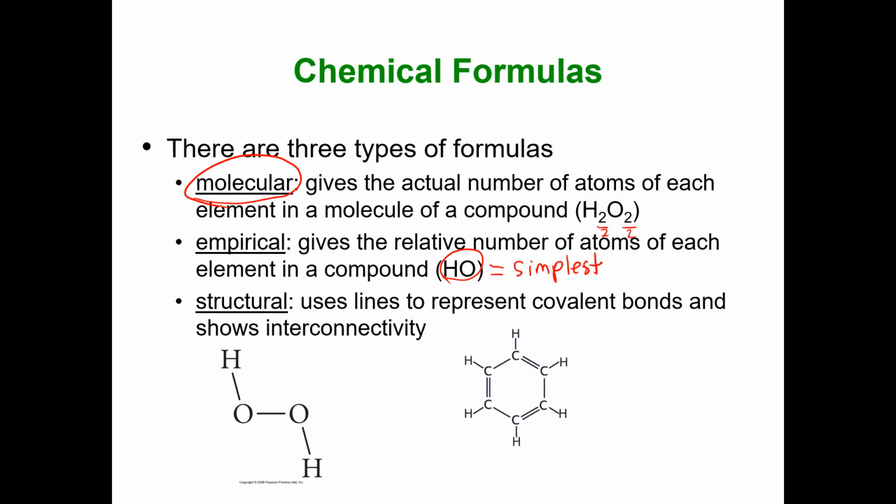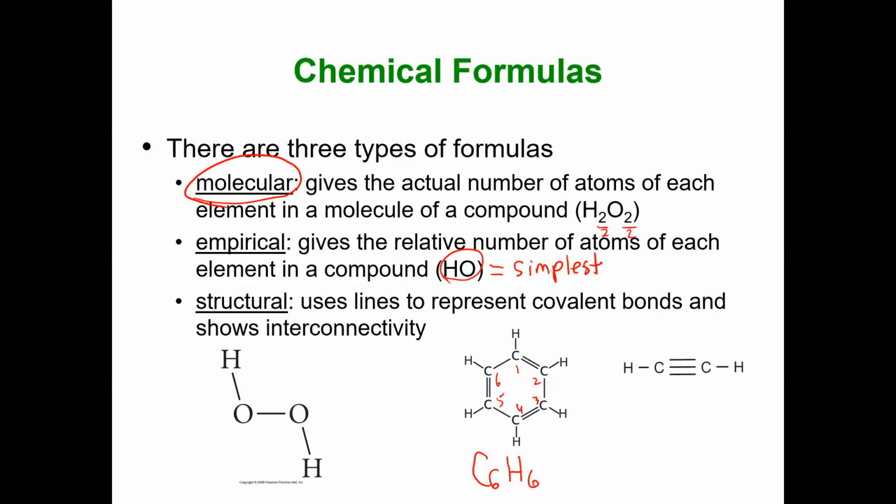So here we have benzene, and this is the structural formula, but I could count out and write out the molecular formula. There's 1, 2, 3, 4, 5, 6 carbon, and each carbon has a hydrogen, so there's 6 hydrogens. So that would be the molecular formula.